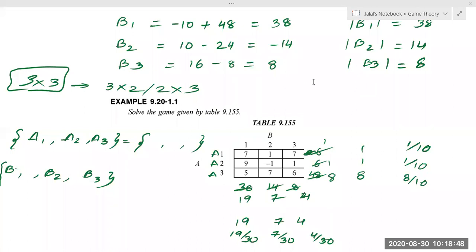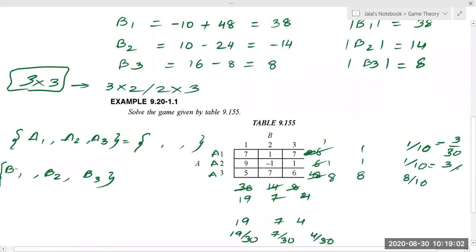Okay. So see, the factor denominator is 30. So we should make common the denominator factor. So if I want to make 30, I have to multiply and divide it by 3. So this will be 3 by 10. This will be 3 by 30. This will also be 3 by 30. And this will be 24 by 30.